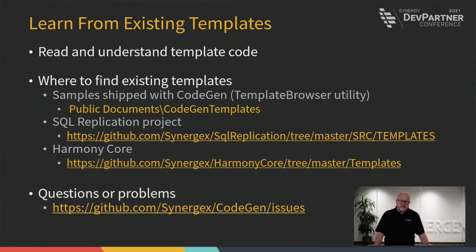So there's a lot of examples available from Harmony Core, and I recommend you just go and take some time and look through some of those. They're all documented. They've got descriptions at the top of what they produce, so you should be able to get an idea of, oh, this produces a data class, or this produces a web API controller or an OData controller, or whatever it might be.